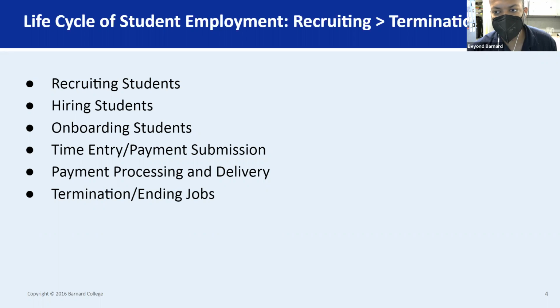After they complete onboarding, the student should be set to enter time or have their payment submitted. So if they're an hourly student worker, they'll be entering time in a timesheet in Workday. If not, then after they've been hired, you'll submit a request for stipend via our Beyond Barnard Google form. And that Google form, I can send that out to anyone who needs it. And then it's pretty straightforward from there.